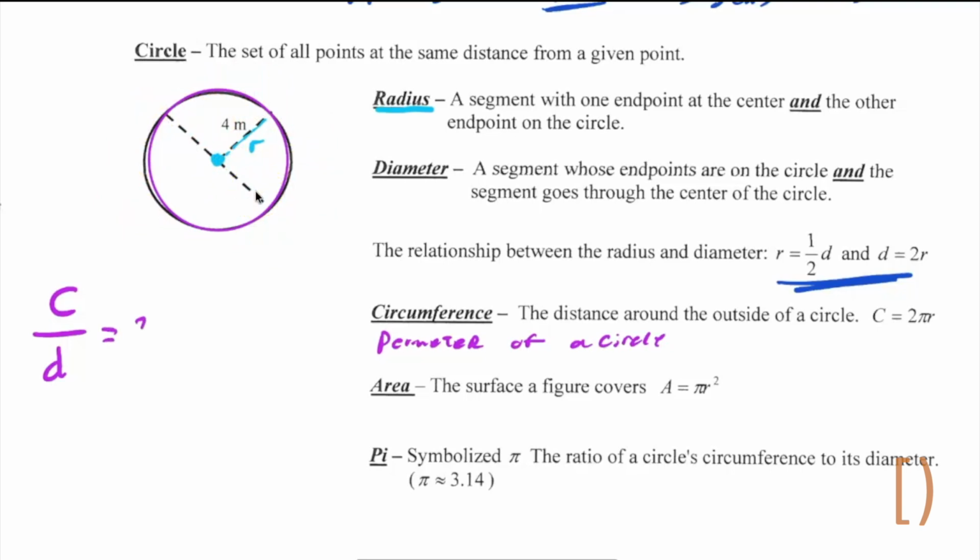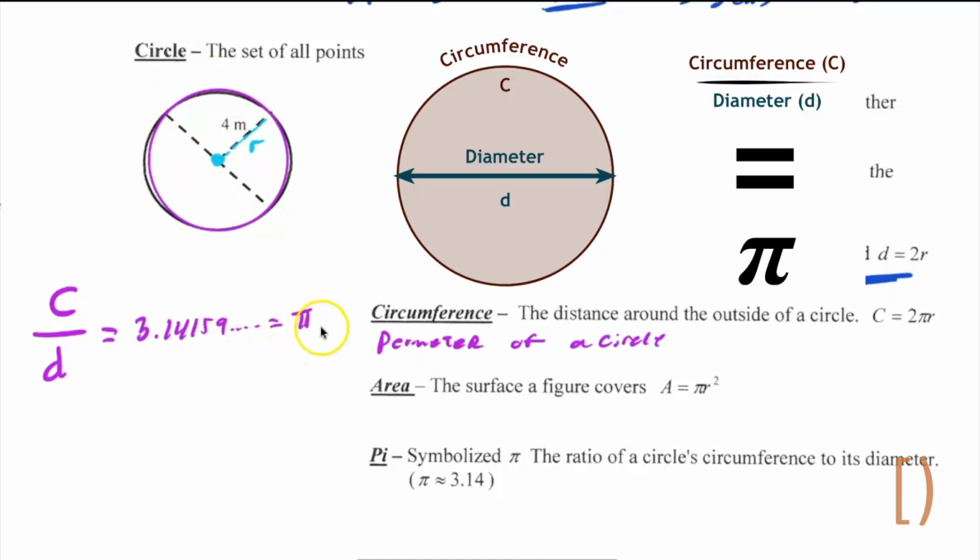A number that's 3.14159, and it keeps on going, also known as pi. So no matter what circle you have, that always happens. You measure the circumference divided by the diameter, you're always going to get the exact same special number called pi.